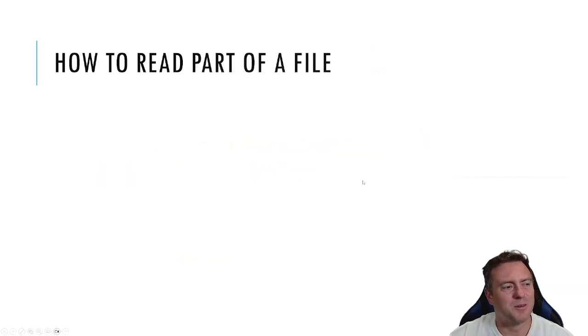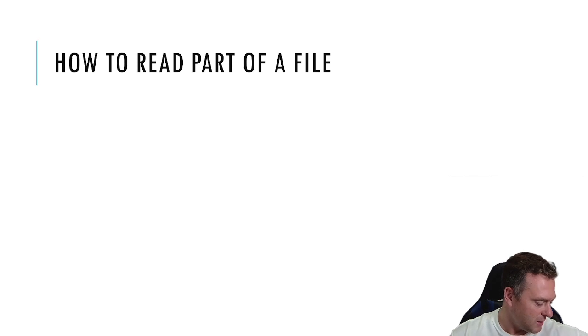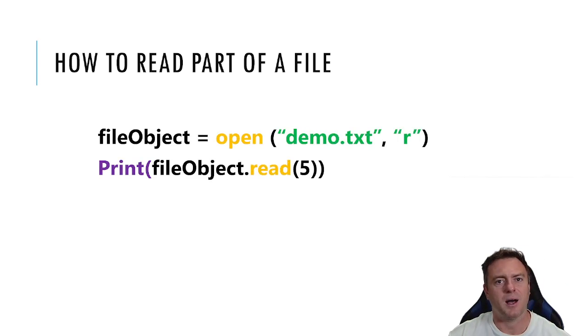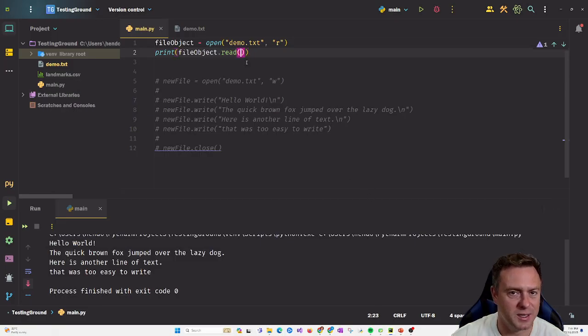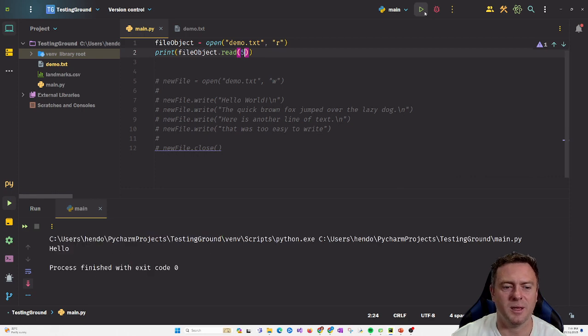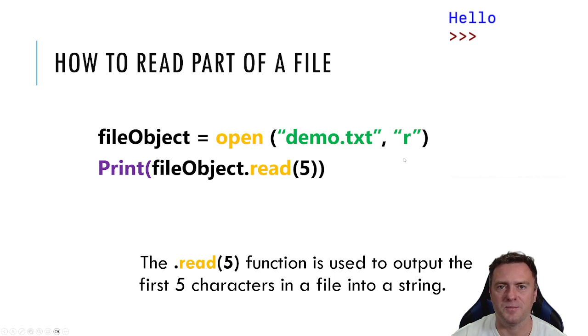So how do you read part of a file? So this is a little bit more complex. So instead of seeing all of it, we can then just get part of it. So what this does, file object, open demo.txt, r. Have a play with this actually. So pause the video, see if you can do this and see what happens. Cool. So what should happen is it only is used to read the output of the first 5 characters of the file into a string. So if I change this now and go 5 and press play, it only got the hello because it wasn't able to get much more.